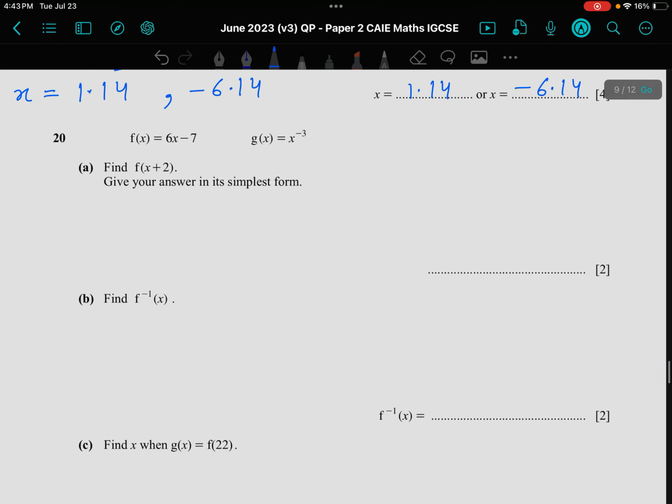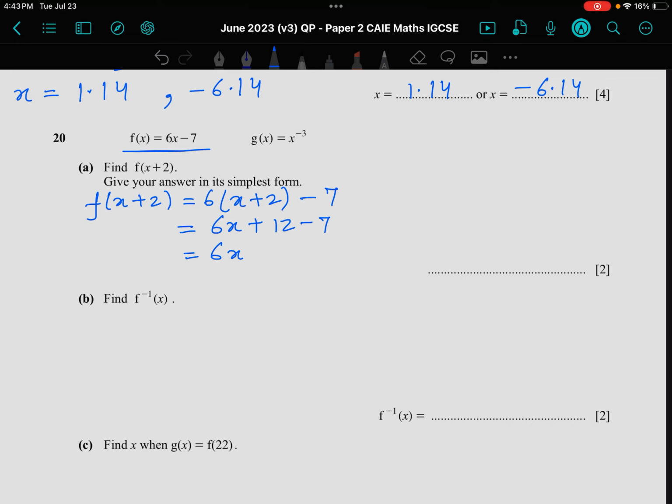f(x) is equal to 6x minus 7, g(x) is equal to x to the power of minus 3. Find f(x plus 2). So put 6 in place of x, x plus 2, minus 7. So 6x plus 12 minus 7. So my answer is 6x plus 5.